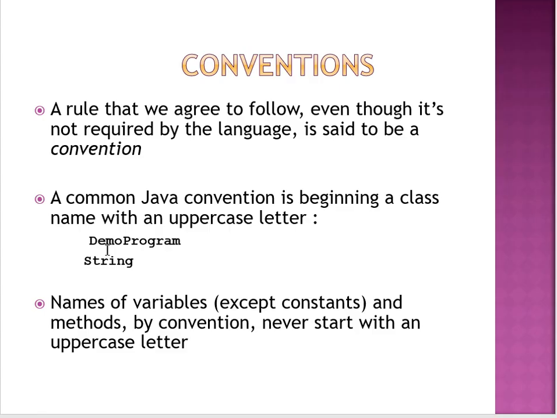Names of variables, except constants, and methods by convention never start with an uppercase letter. So this is again by convention. You can do otherwise if you so wish. But the common practice has been that a variable starts with a small letter, in lowercase. But with a class, you start with a capital letter. You see that? So conventions are just common practices that have been accepted as rules, sort of.